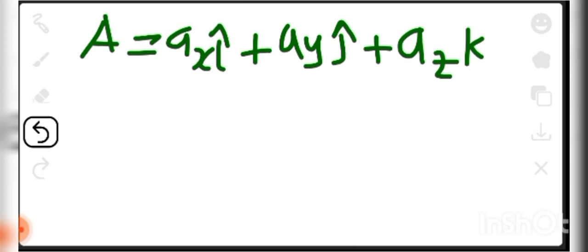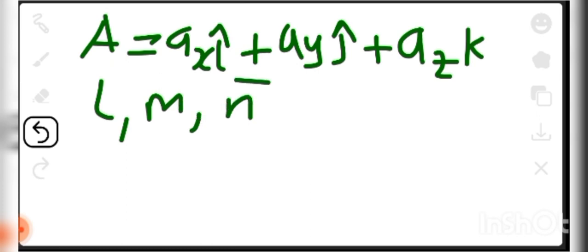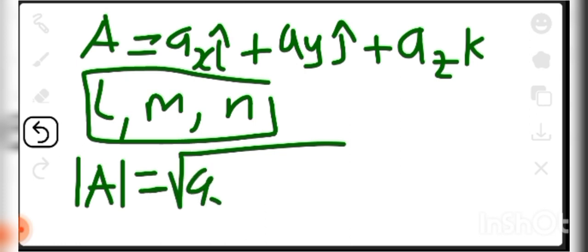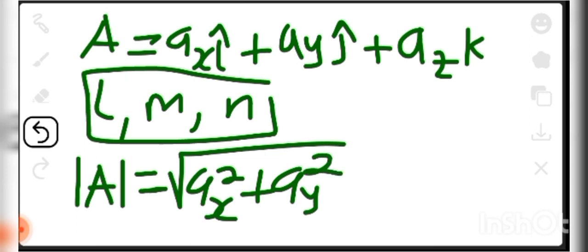Now, we normally denote direction cosine with L, M, and N. There are three values we use for direction cosine. Now, how do we actually do this direction cosine? Just two things you need to know. Number one, the magnitude of vector A. That's the first thing, which is the square root of AX squared plus AY squared plus AZ squared. That's the magnitude.